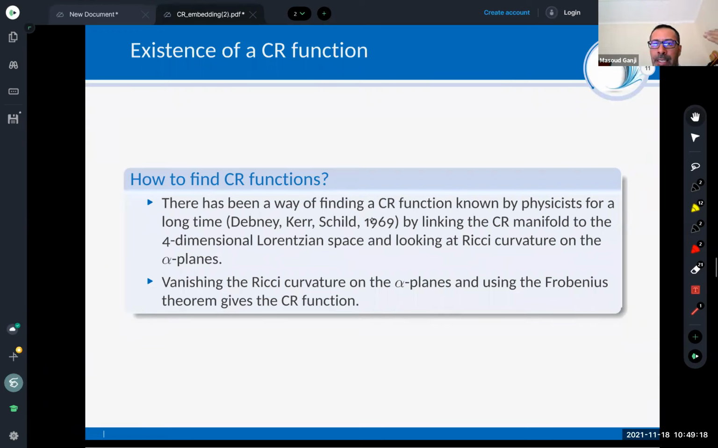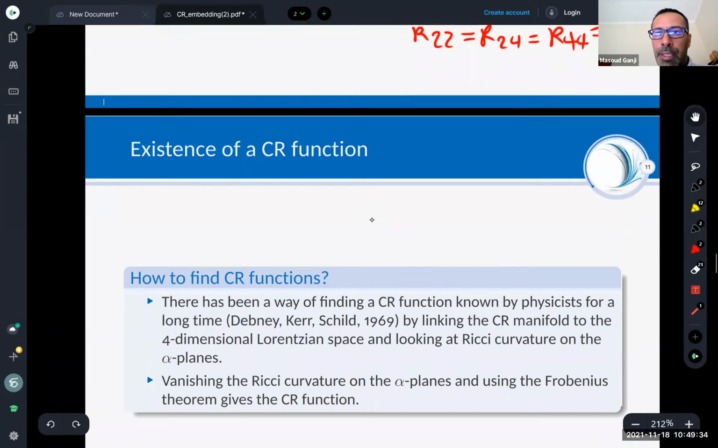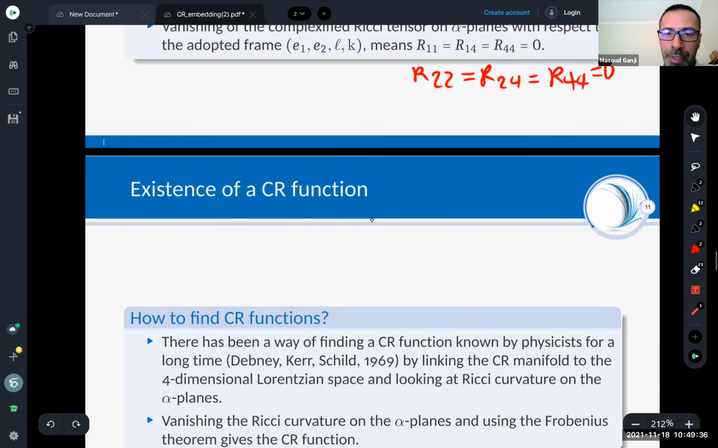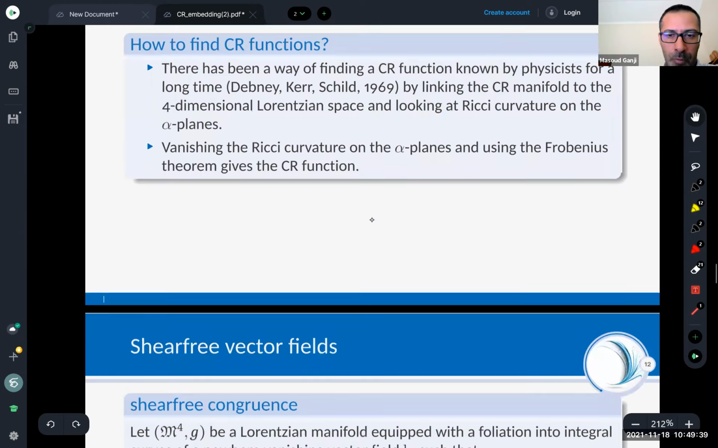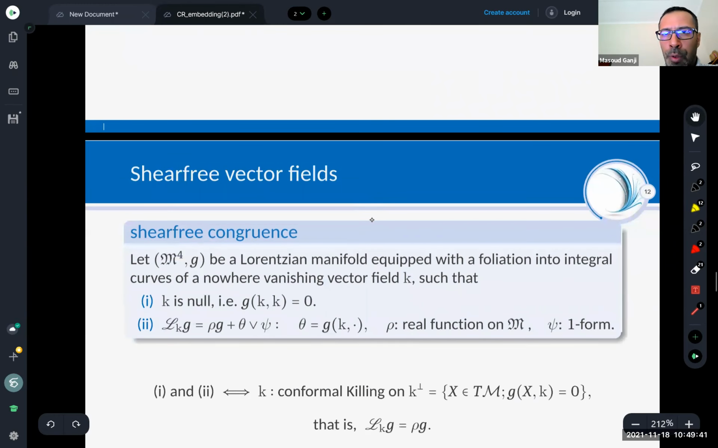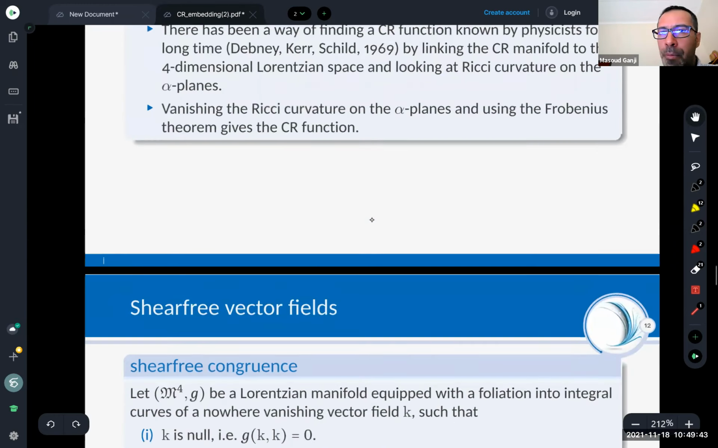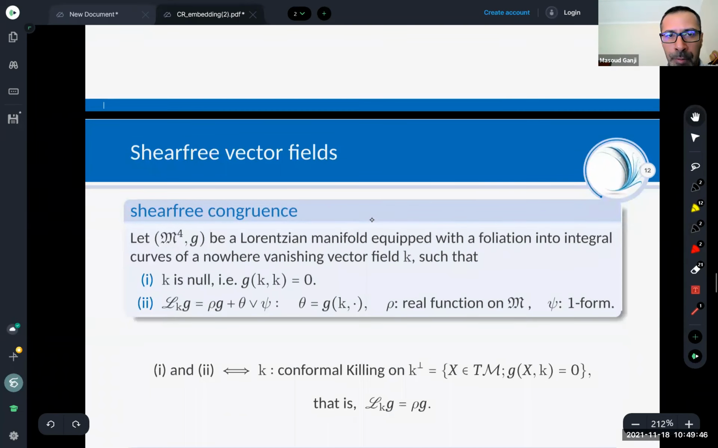So we link the CR manifold to the four-dimensional case, as Adam said, by multiplying by R, looking at the line bundle of the CR manifold, introducing a metric there, and looking at the Ricci curvature. If it satisfies these conditions, it is embeddable. The underlying CR manifold is embeddable. So this is how they connect a CR manifold to Lorentzian geometry, by shear-free geodesic congruences.